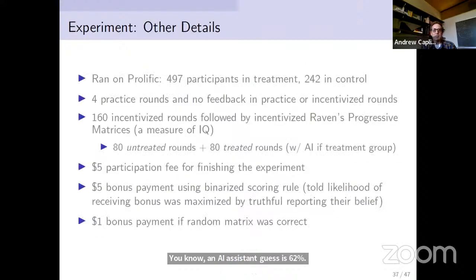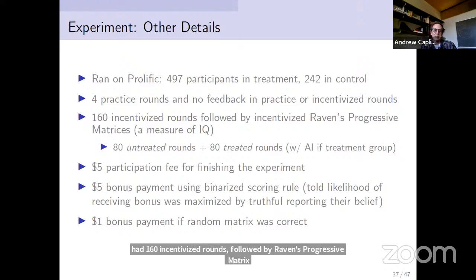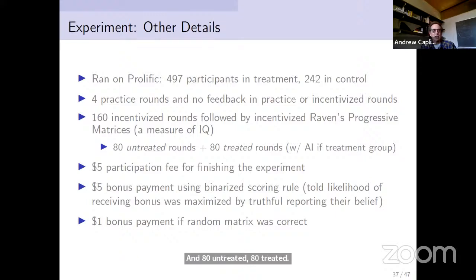We ran this on Prolific with 500 participants in treatment, 250 in control. There were practice rounds. We had 160 incentivized rounds, followed by Raven's progressive matrix, and 80 untreated, 80 treated. Participation bonuses for being correct according to a binarized scoring rule, and a bonus for getting the IQ test question correct.